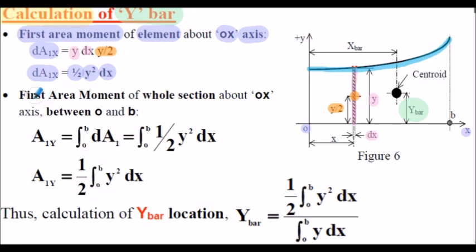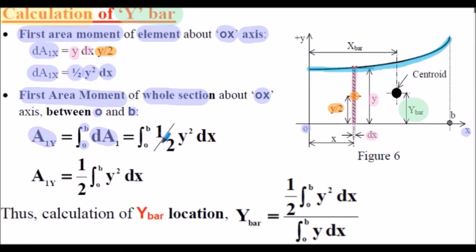So the first area moment of the whole section about OX between our limits of the origin and B is given by this integral here. We're integrating the first area moment between the limits of 0 and B. So here's our formula derived for the elemental strip.